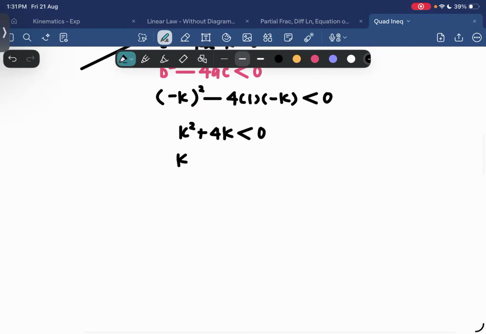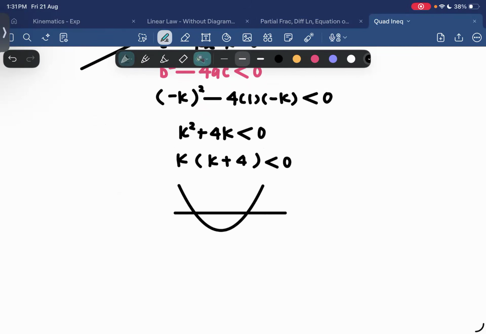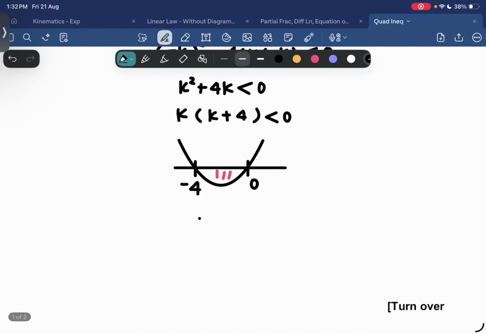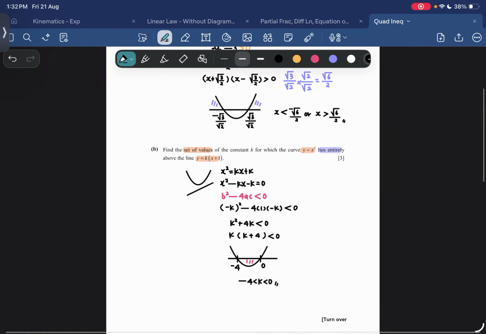Factorize this. So take out your k, okay? So k times k plus 4 less than 0 means that you understand that it's a smiley curve. Always must sketch this. So when you sketch this, this is minus 4. This is 0. Where am I shading? Less than 0. So shade below. Because I shade below, it's a bounded region, right? So pen them together. So this is the final answer. So both questions are using your quadratic inequality to solve.